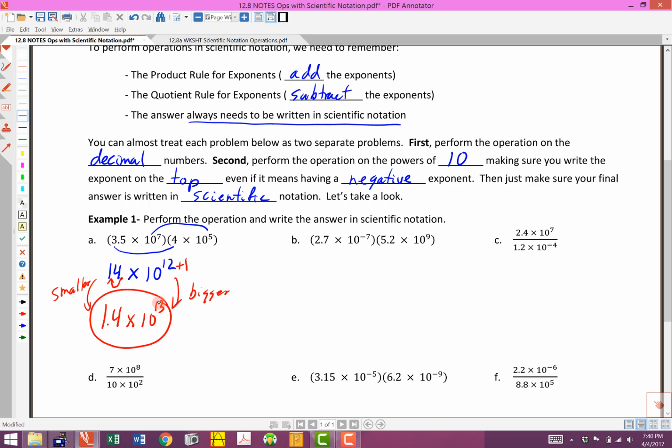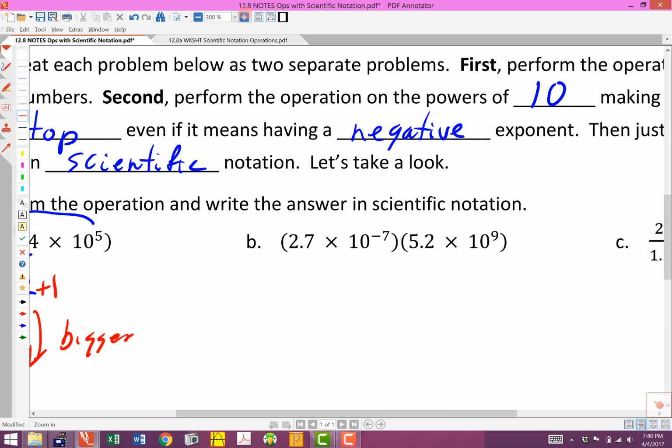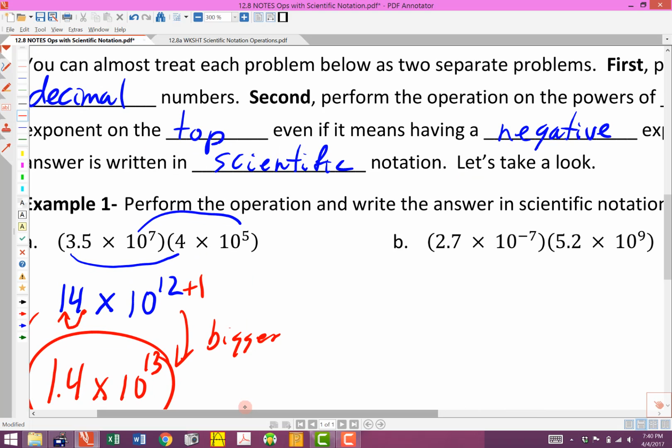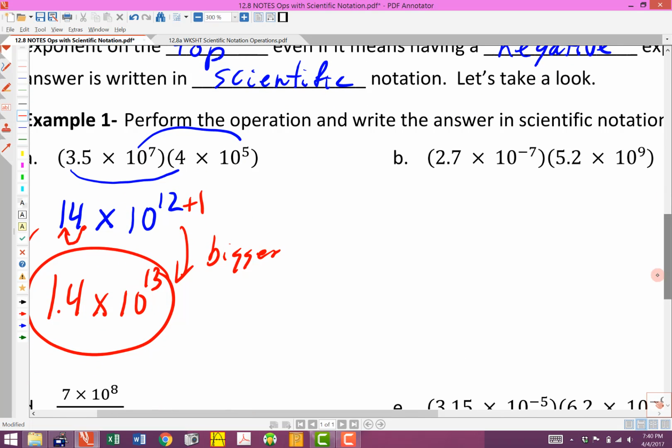So if you keep that in mind, that we're basically doing two problems and then checking to make sure that the answer is in scientific notation, that's what we're going to be doing here. So I'm going to zoom into this and get that calculator ready because we're going to use that again in just a second.